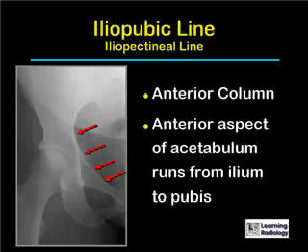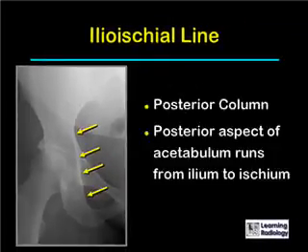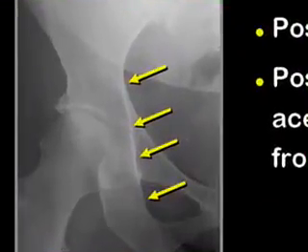On a conventional radiograph, the anterior column is represented by the iliopubic line, which is also called the iliopectineal line. It forms the anterior aspect of the acetabulum and runs from the ilium to the pubic bone. The posterior column on a conventional radiograph is represented by the ilioischial line. It forms the posterior aspect of the acetabulum and runs from the ilium to the ischium.